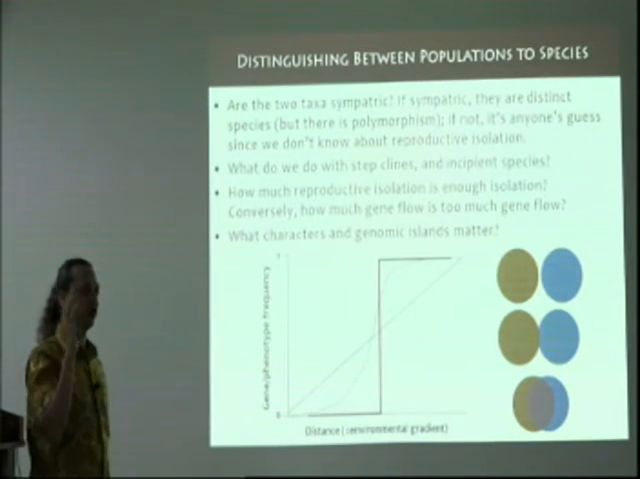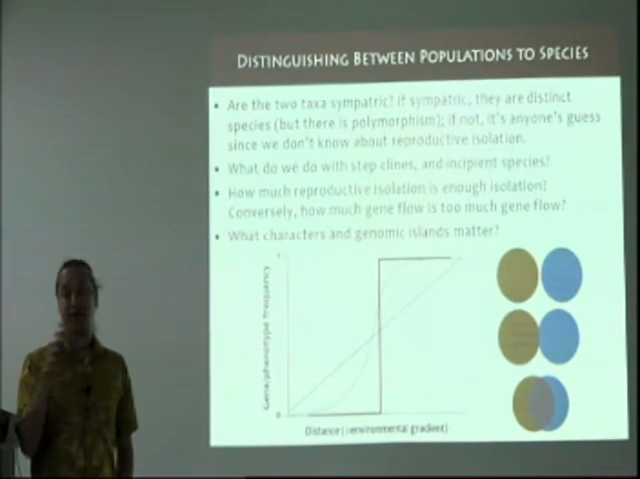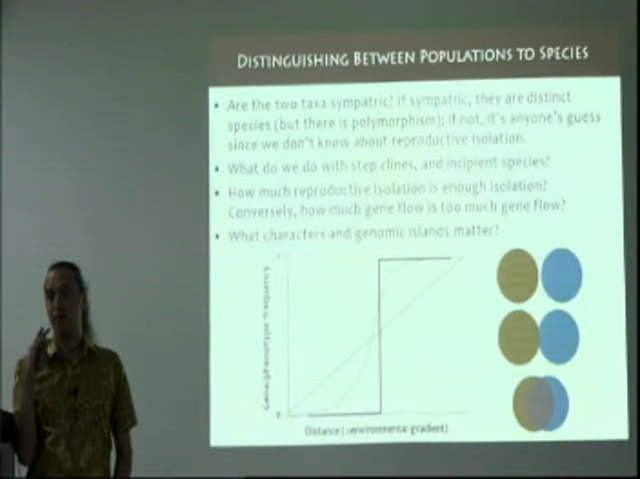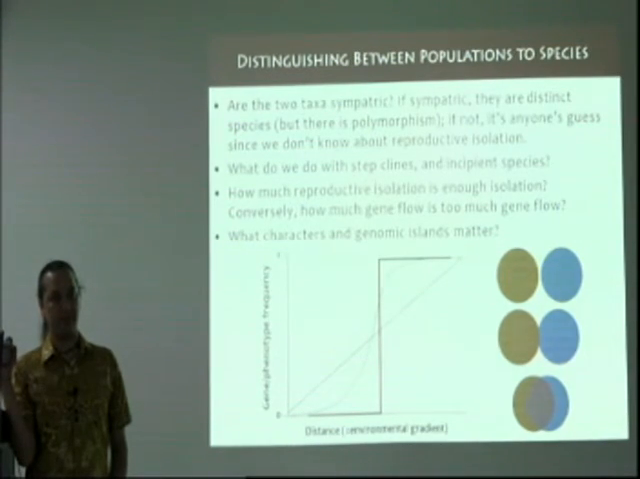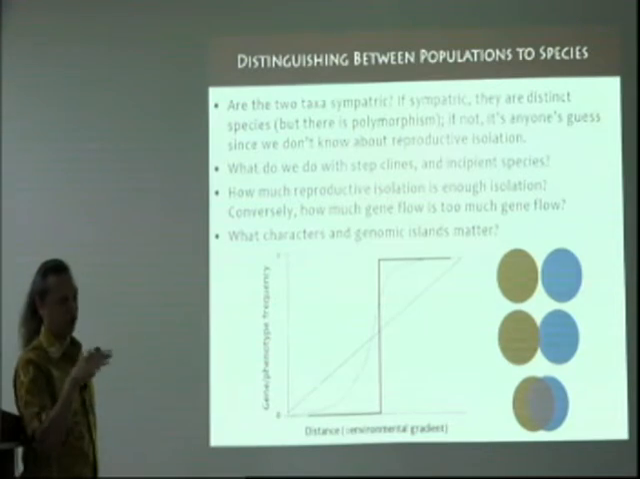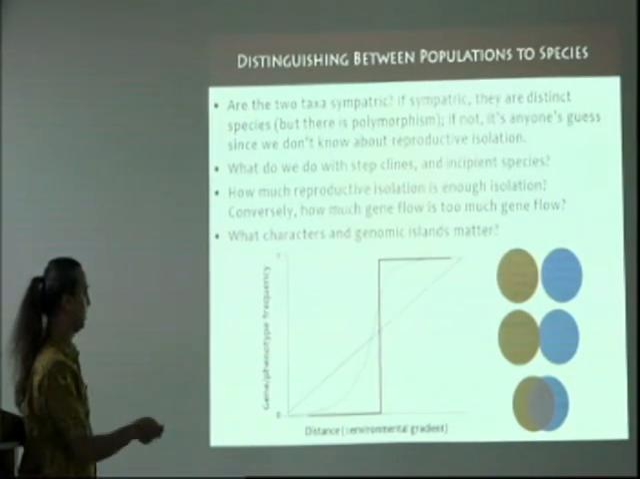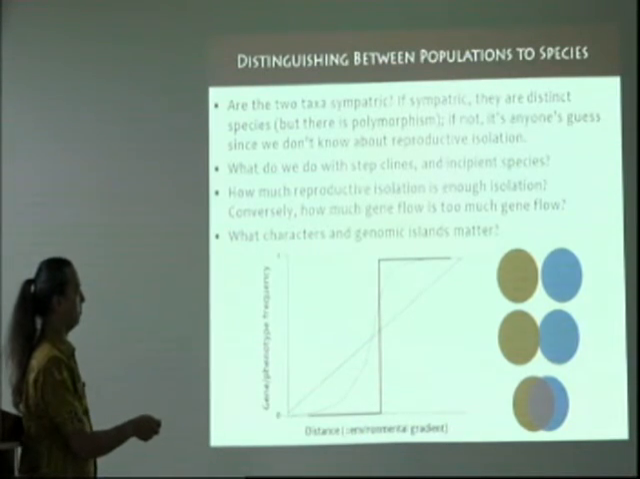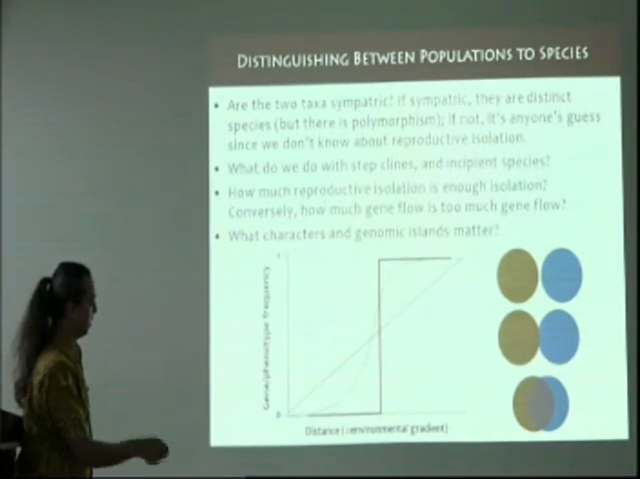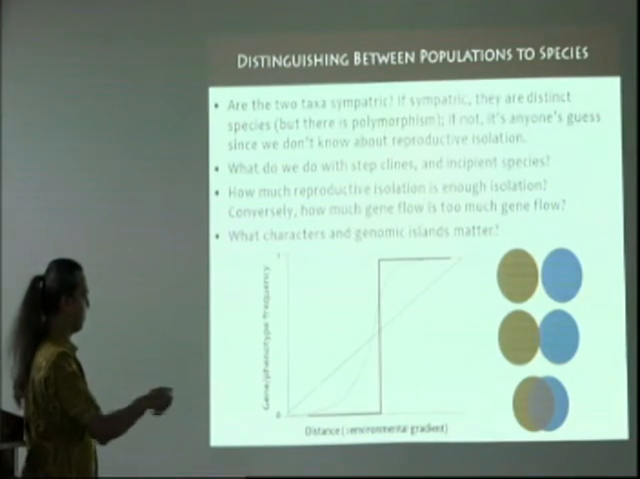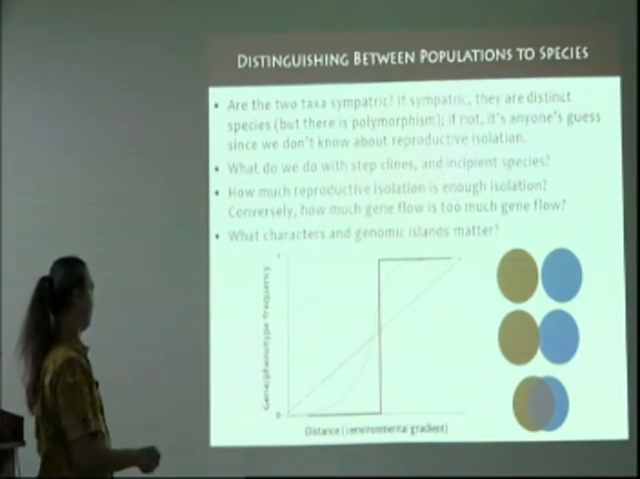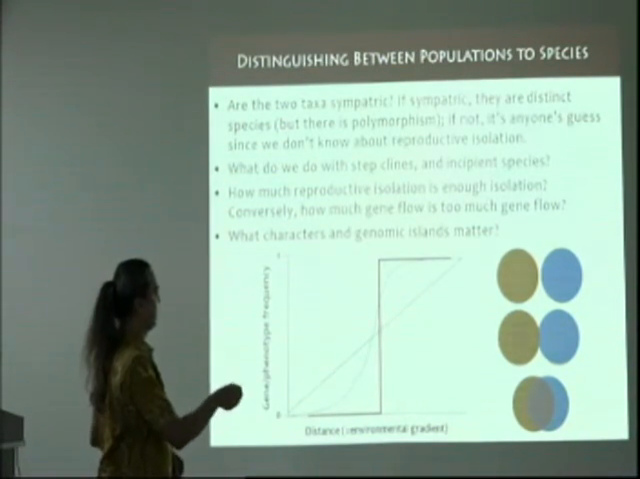So I won't harp too much on this point that you really have a gradient in population differentiation. There is no real hard line in terms of species when you look at biodiversity on the whole, especially when you go further down the taxonomic gradient in terms of species and complexity. Okay, so given all of this, what are we looking at? What characters in genomic islands matter?